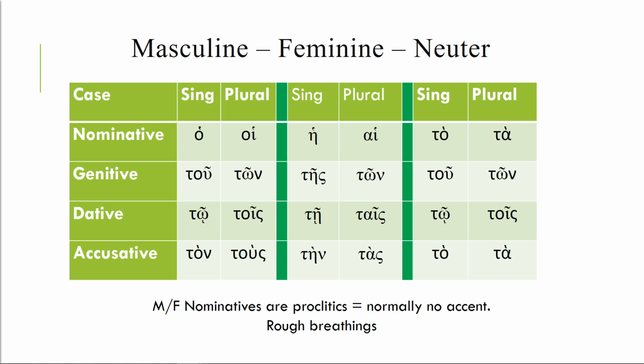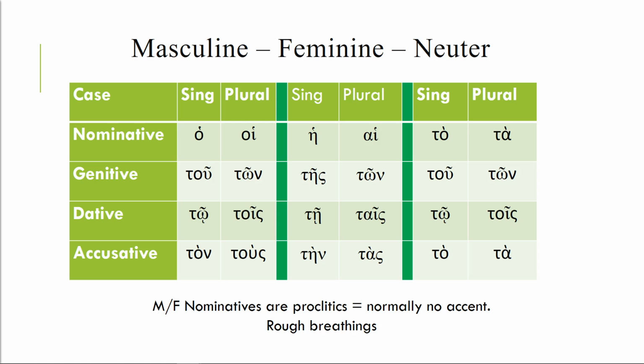If you look at the feminine, he, tes, te, ten, hai, ton, tais, tas. Very similar pattern. In the neuter, to, tou, to, ta, ton, tois, ta. If you'll notice, neuters look exactly like masculines in the genitive and dative. They differ only in the nominative and accusative. And if you'll also notice, neuters look alike in the nominative and accusative.